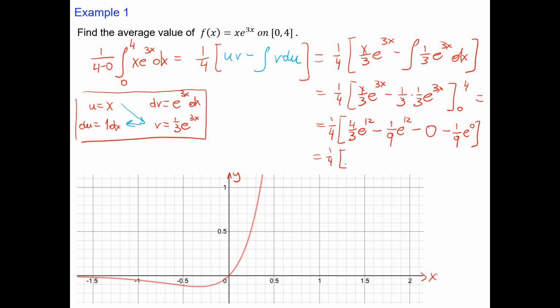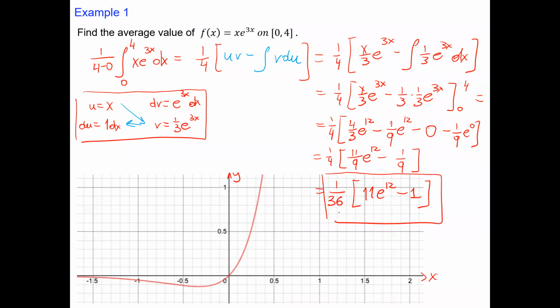The final number is 12 over 3 e to the 12, so 12 minus 1 is 11 over 9, and this one is just 1/9. Maybe we can factor out 1/9. 9 times 4 is 36. And then we will have 11 e to the power of 12 minus 1, and we will leave it like this. It's a big number because 11 e to the power of 12 is a big number.